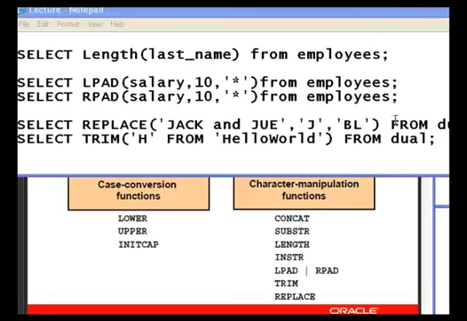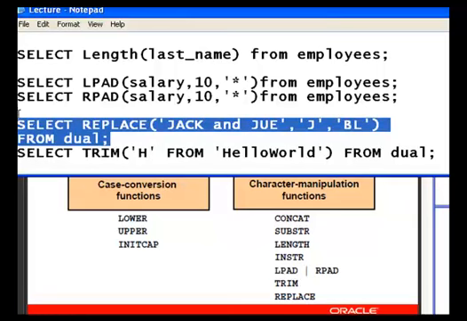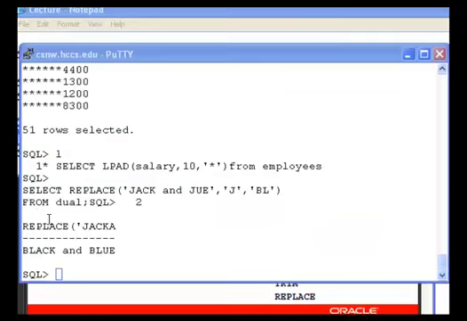As you see, I'm running this example again through the dual table because it is a string, and we're asking to convert all the J with the BL. Let's try this example too. And as you're going to see, it changed to black and blue.